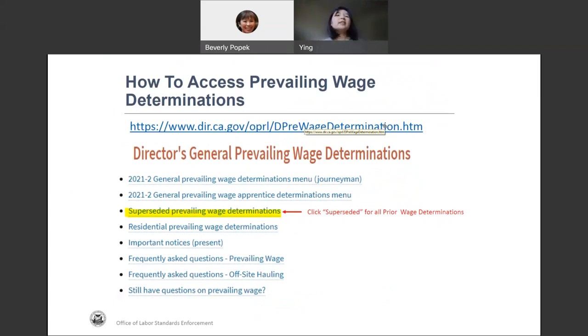So how do you find that wage determination? Well, you have to go to the DIR website to look up the wage determination for your project. So here's the link being provided. And once you click on it, you are going to select the superseded prevailing wage determinations, because we're using the example from the last slide, which is 2020-2. So click on the highlighted link and we go to the next page.